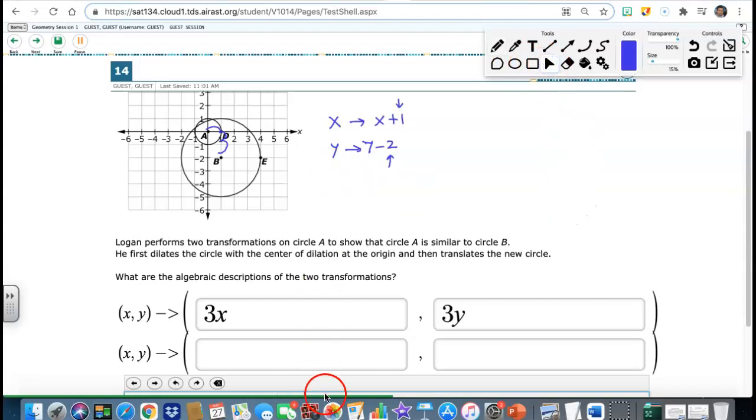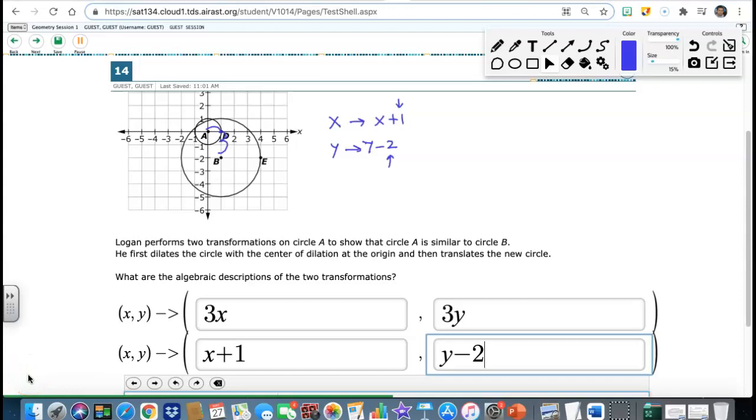Let's type that. So x turns into x plus 1. That's a translation. I'm going to the right one. And my y value is going down, which means minus 2. Alright? Dilated 3, 1 to the right, 2 down.